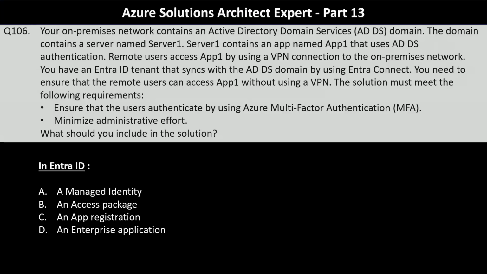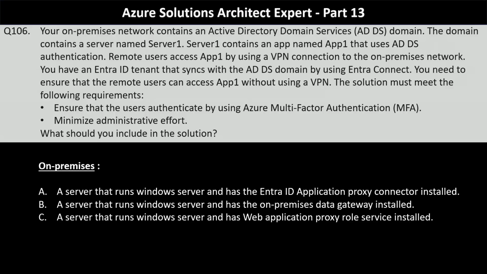The first part of the question is talking about in Entra ID, and your options are a managed identity, an access package, an app registration, an enterprise application. Folks, by integrating App One as an enterprise application in the Entra ID, you can provide secure access to the app over the internet without requiring a VPN. Enterprise applications in Entra ID can enforce conditional access policies, including requiring MFA for authentication, and enterprise application integration leverages existing identity synchronization via Entra Connect and does not require significant additional configuration beyond initial setup, thereby minimizing administrative effort.